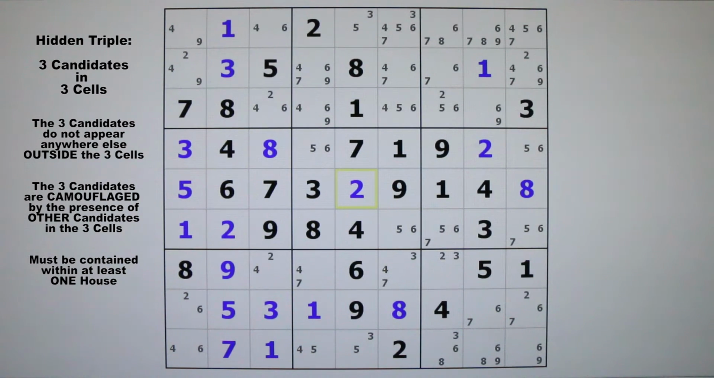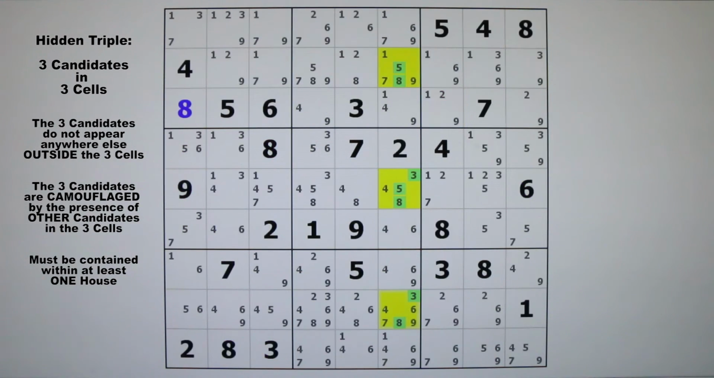Okay, well, as it turns out, the 3 candidates are 2, 4, and 5, and they lie here, here, and here. And they do not lie in any other cell in that block. So the 2, the 5, the 2, the 4, and the 4, and the 5. Can you see that? 2, 4, and 5. So that means we can eliminate all the other candidates from those cells, which is the 6, the 7, and the 6, and the 7, 6, and 9, leaving just those 3 candidates.